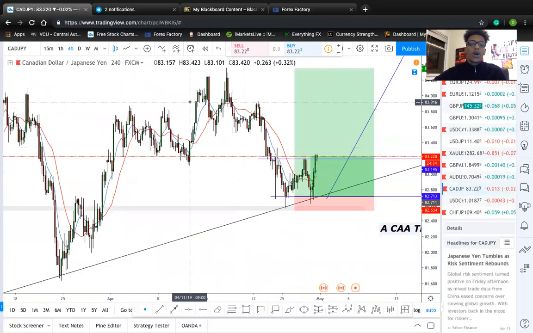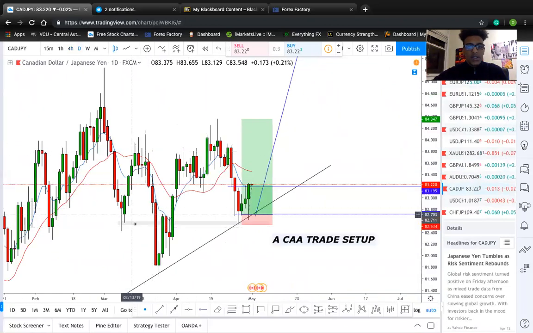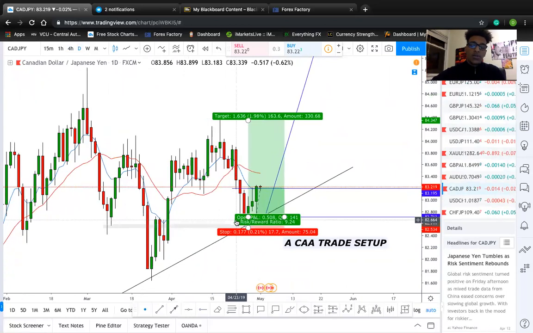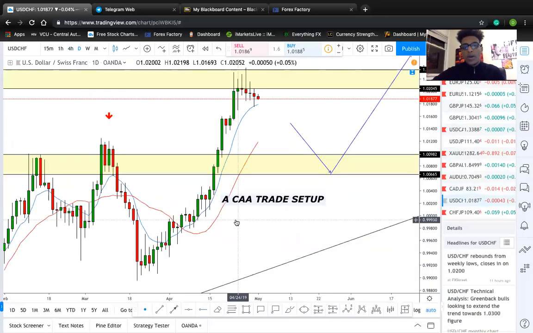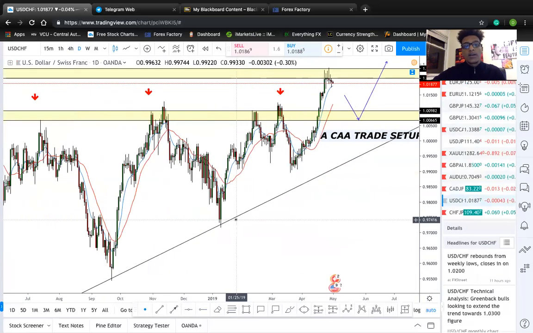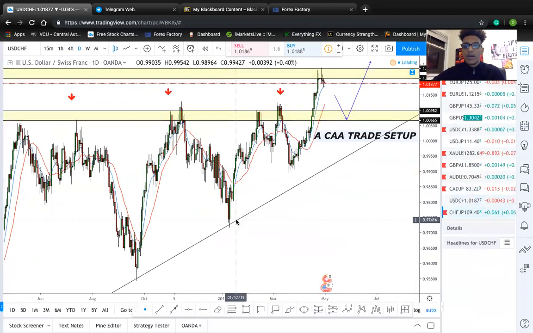CAD JPY, we are up 50 pips. We were looking for this buy from this inverted head and shoulders, impulsive move, retest. I believe this was a 61 Fibonacci. So we'll see how it continues to play out. Most of these setups, we moved our stop loss to stop profit. So if they ended up reversing on us, it would not end up harming our accounts. USD CHF has not moved yet. Again, we're still waiting on that potential retest to get in for a buy.